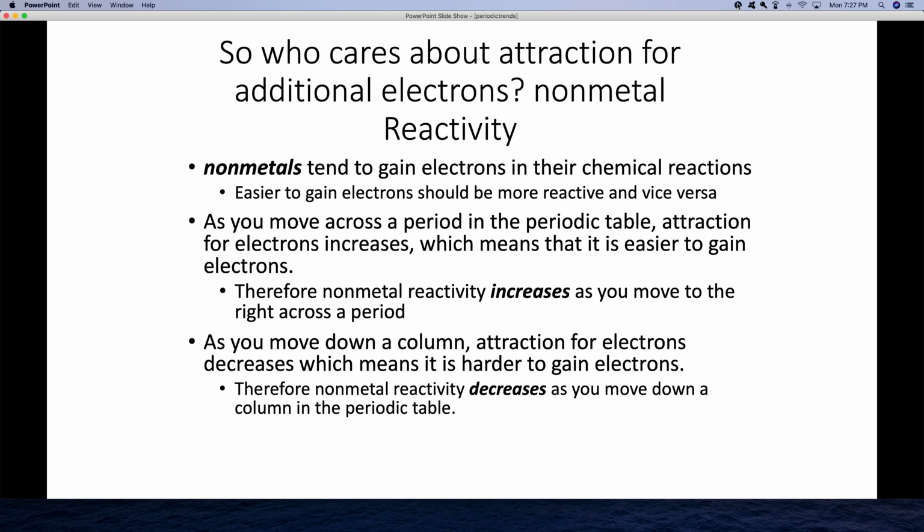So once again, putting things together, as we move across a period, across a row, attraction for electrons increases because the atoms get smaller. That means it's going to be easier to gain electrons. Therefore, nonmetals should become more reactive moving to the right. And down a column, atoms get larger and the nucleus is further away. Therefore, it should be harder to pull electrons into bigger atoms. Therefore, you would expect nonmetal reactivity to decrease as we go down a column.